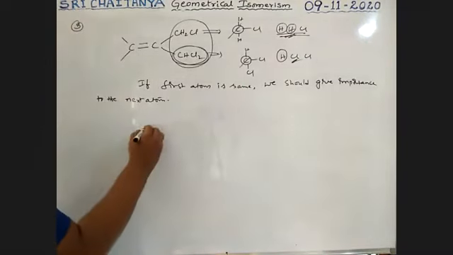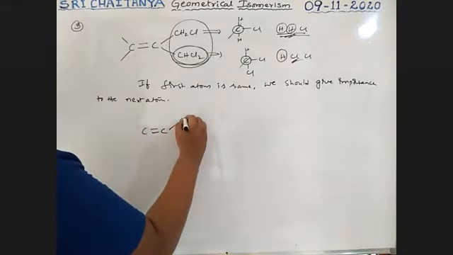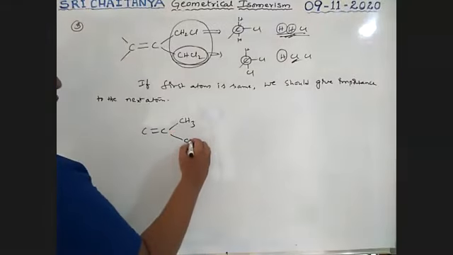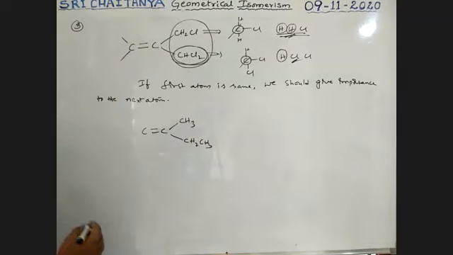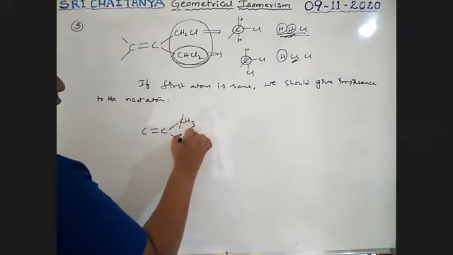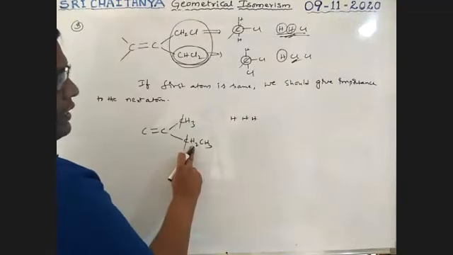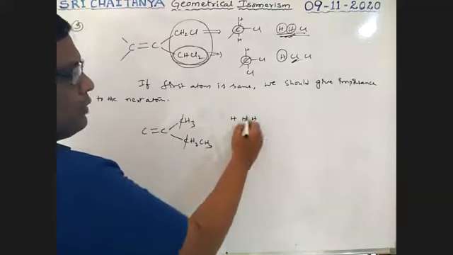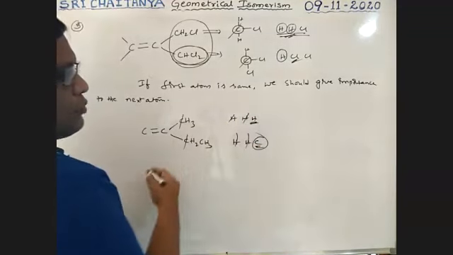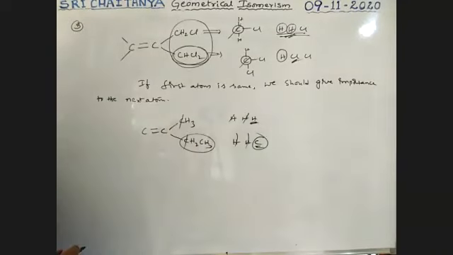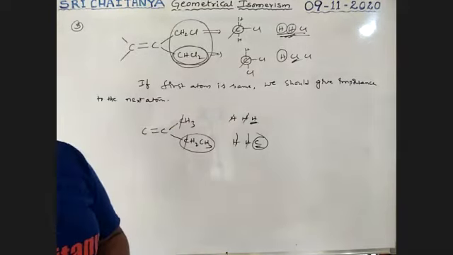See here, now C double bond C, with CH3 on one side and CH2CH on the other. Here the directly attached atoms are the same. This carbon is attached directly with 3 hydrogens, and this with 2 hydrogens and a carbon. So this one cancels. Here hydrogen, there carbon. This one has more priority, so it is more prior than that. Okay, it is the priority rule.